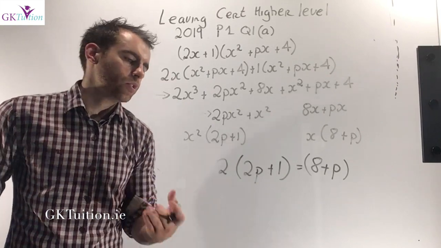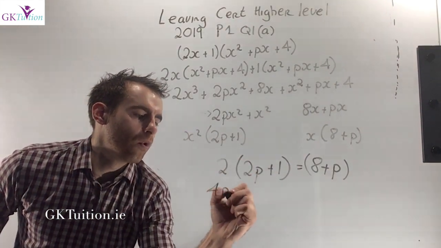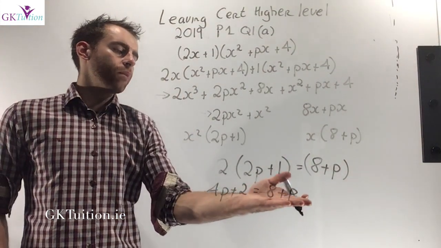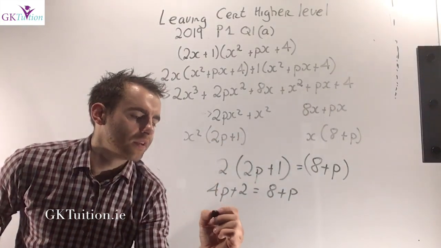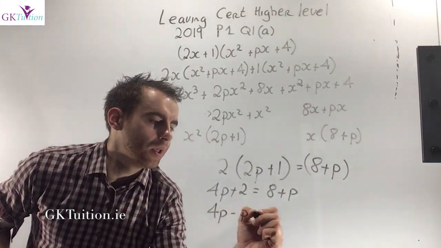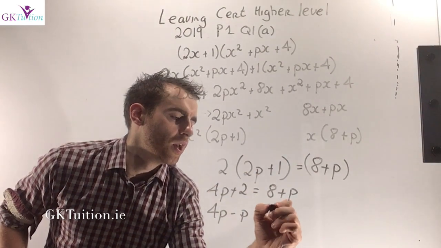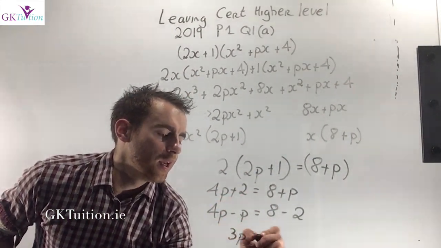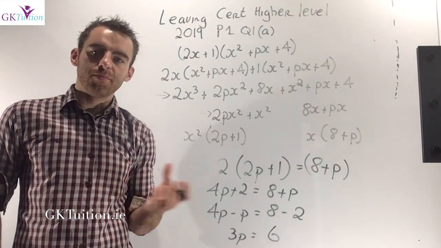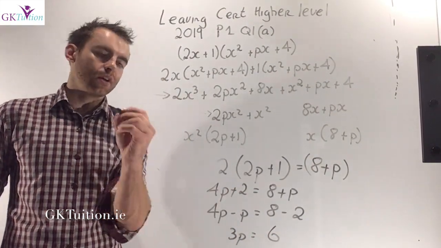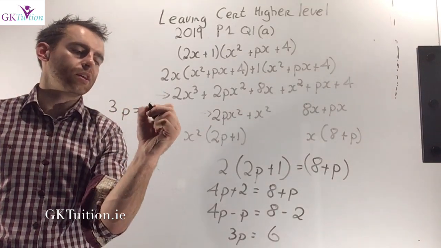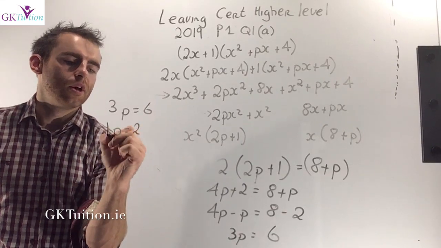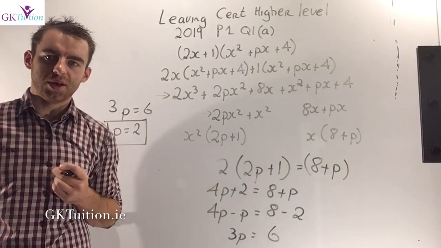All of a sudden now I've got one equation, I've got one unknown, which means I can find the value of p. So if we just multiply this out, we get 4p plus 2 is equal to 8 plus p. If I bring the p on the right hand side over to the left, it becomes 4p minus p. And if I bring the 2 over to the right, it becomes 8 minus 2. 4p minus p is 3p, 8 minus 2 is 6. And I divide both sides by 3 in order to get my final answer. Clearly here, if I know that 3p is equal to 6, I divide both sides by 3 and I get p is equal to 2. So your final answer for that part of the question is just p equals 2.